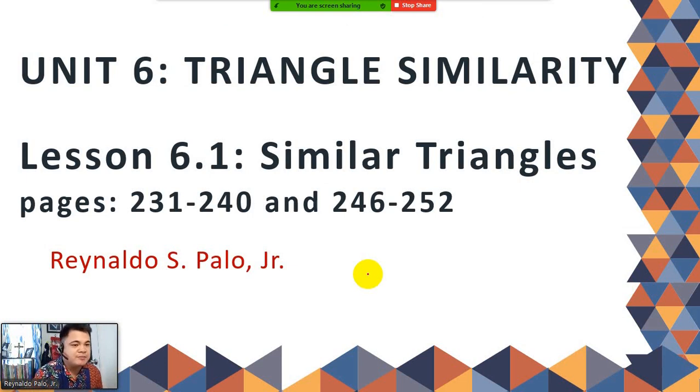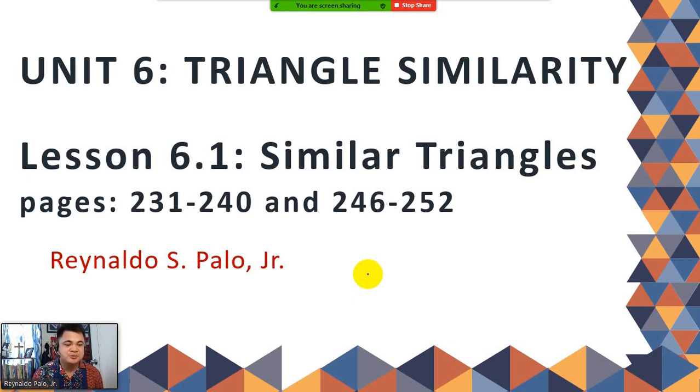So let's now have Unit 6, Triangle Similarity. In the previous lesson, we talked about congruent triangles, or triangle congruence. In this case, we're going to see the difference between similar triangles and congruent triangles. Alright? Now, let's start with our first lesson, similar triangles. This is the introduction on how we can know when triangles are similar or not.